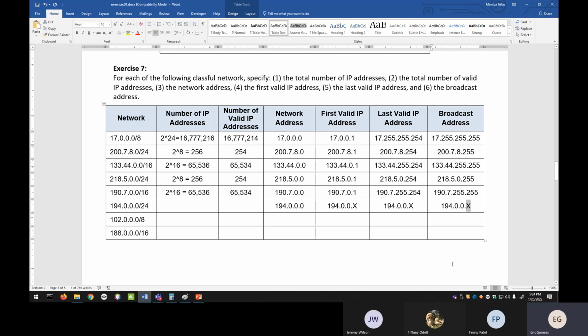So remember that X can go from 0 to 255. So if I want the very last, what should X be? 255, correct. So this will be 1 IP address after this one. This will be 1 IP address before this one. So before 255, we have 254. So of course, it's a /24. I can just copy that here.